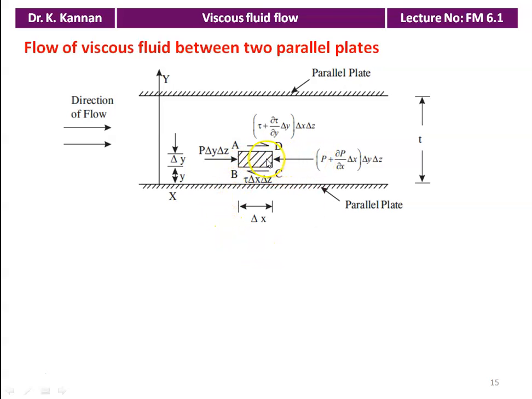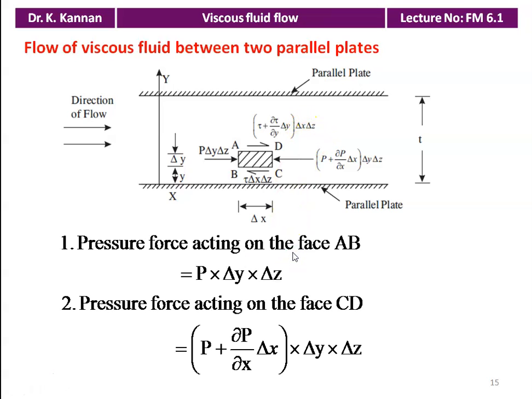Similarly, the pressure force acting on the other side equals P plus dou P by dou x into delta y delta z. Then the force due to the shear stress acting on the bottom surface BC is shear stress into delta x into delta z, where delta x into delta z is the area of the surface BC. Similarly at the top surface, it is tau plus dou tau by dou y into delta x delta z.